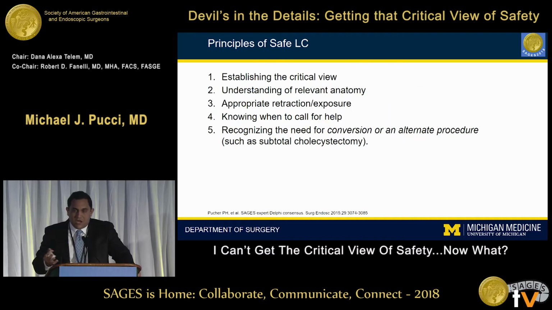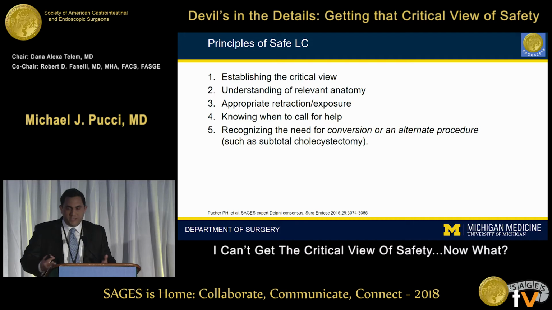So the remainder of the talk is really going to be what do we do about this, since we've deemed and declared that we can't get the critical view safely. I would just want to present this in the context of the overall SAGES initiative of creating a culture of safe cholecystectomy. There was a SAGES Delphi consensus publication from a few years back that identified these principles. Point number 5 is going to be basically the rest of the talk, but that's just one aspect of creating this culture of safe cholecystectomy.